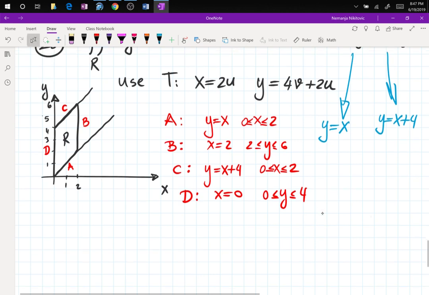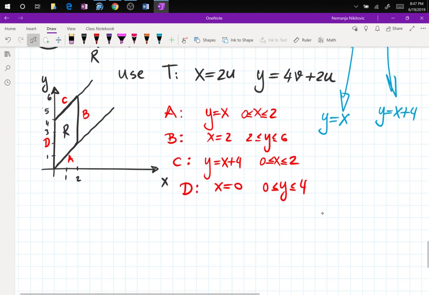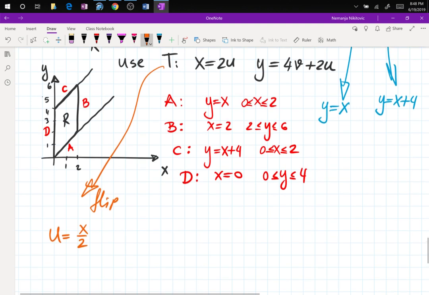So now I need to transform all of these into u's, but if you take a look carefully, the transformation is backwards, right? The transformation is x equals and y equals. It's not u equals and v equals. So now I have to do an entire piece of calculation just to flip that on the side. Well, let's do that. Flip. So u is going to be x over 2. That's what I need. And I need to plug that into the other to get the other transformation.